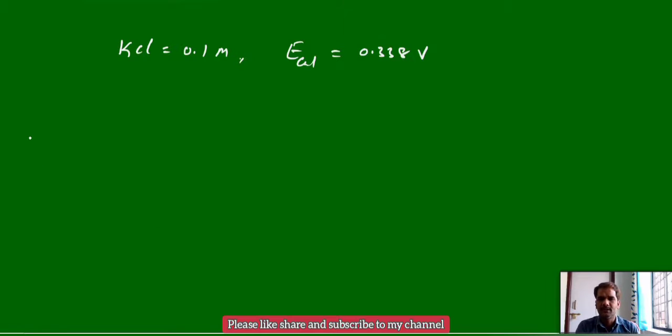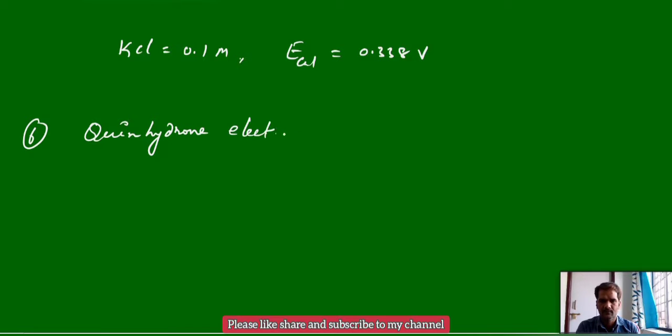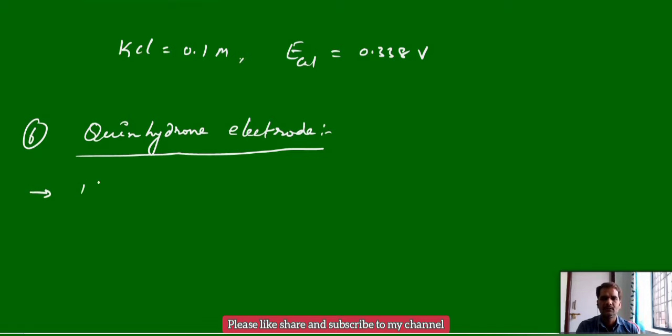Next, one more cell here, the quinhydrone electrode. It is one of the examples that comes under redox electrode. It is an example for a redox electrode.